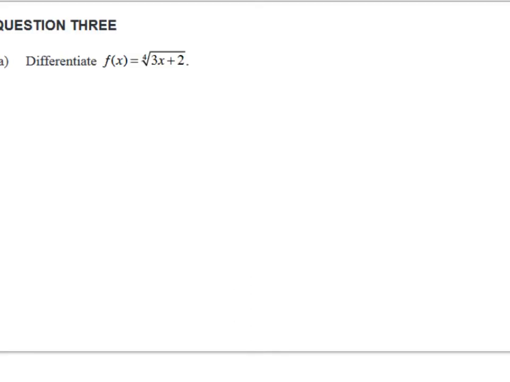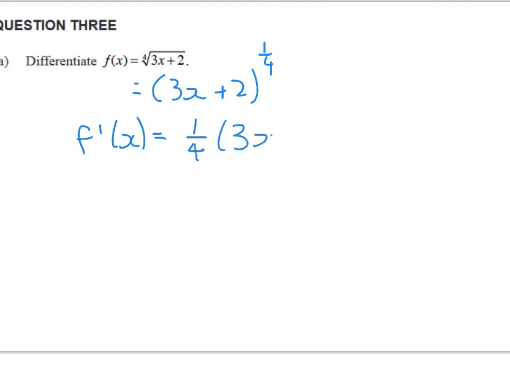Okay, so this one is a very straightforward differentiation problem. It's just the chain rule. So let's pop it into exponent form. So f of x is equal to 3x plus 2 to the power of 1/4. So f dash of x will be 1/4 times the inside function to the power of negative 3/4 times the derivative of the inner function, which is just 3. Okay, it's fine to leave it like that.